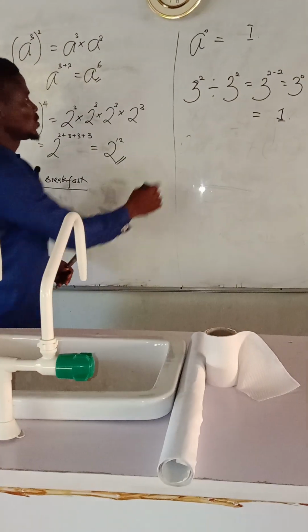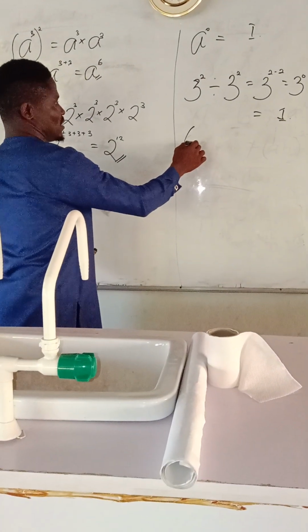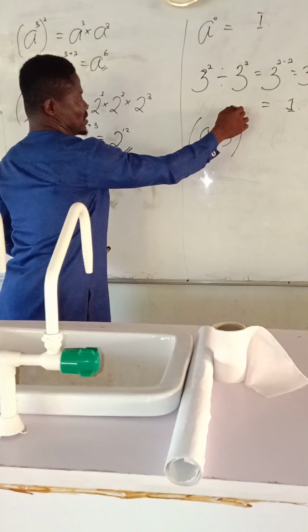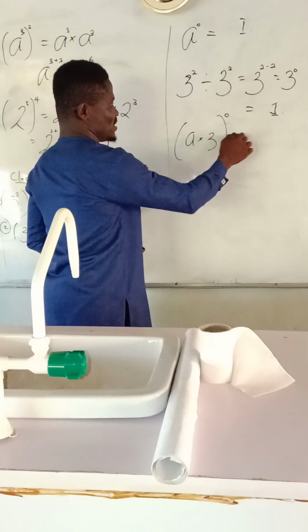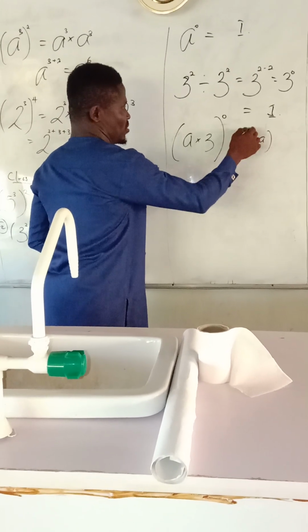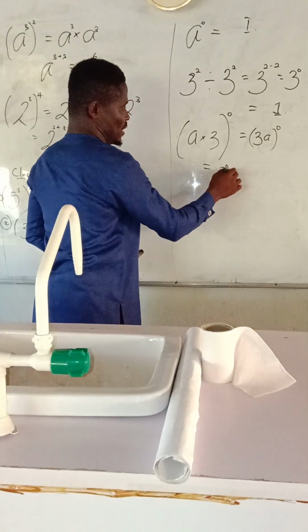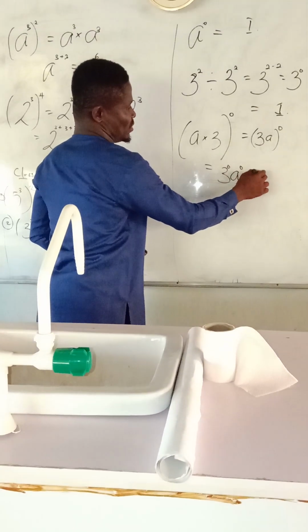That is the indices. So if you also have 3a all raised to power 0, it is the same thing as 3 raised to power 0 times a raised to power 0, and that is what? 1.